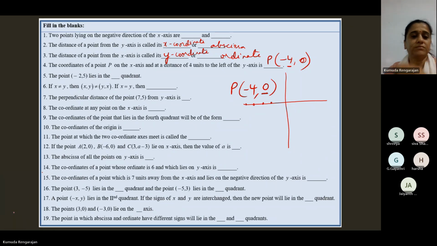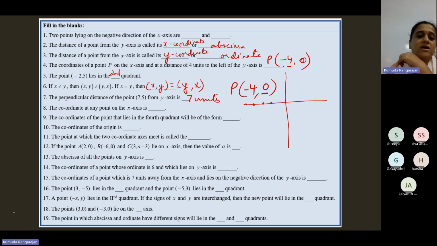Okay, next one. The point -2, 5 lies in the second quadrant. If x is not equal to y, then x comma y is not equal to y comma x. If x is equal to y, then x comma y is equal to y comma x. Correct. The perpendicular distance of the point 7, 5 from the y-axis is 7 units. Correct.